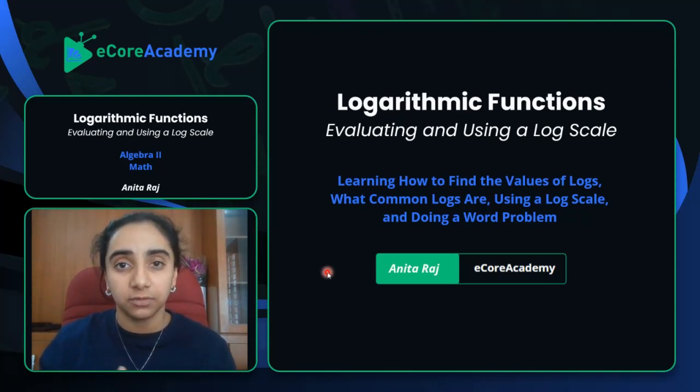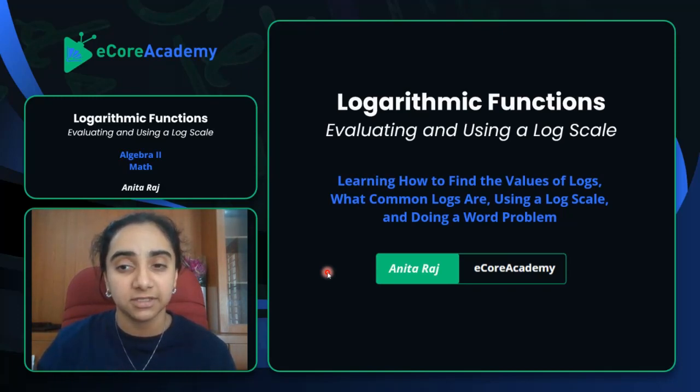In this lesson, this is going to be lesson 2, by the way, we're going to be evaluating and using a log scale. So our first problem is going to be on evaluating logs, and then the second problem is actually going to be a word problem where we're going to be using a log scale. Before that, we'll learn exactly what a log scale is.